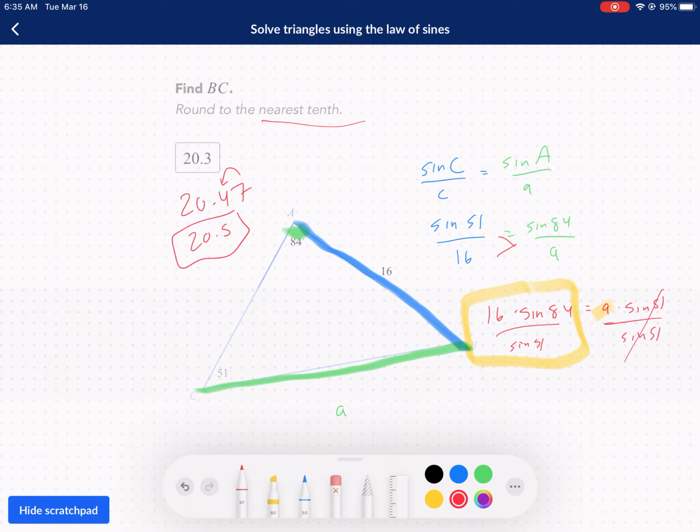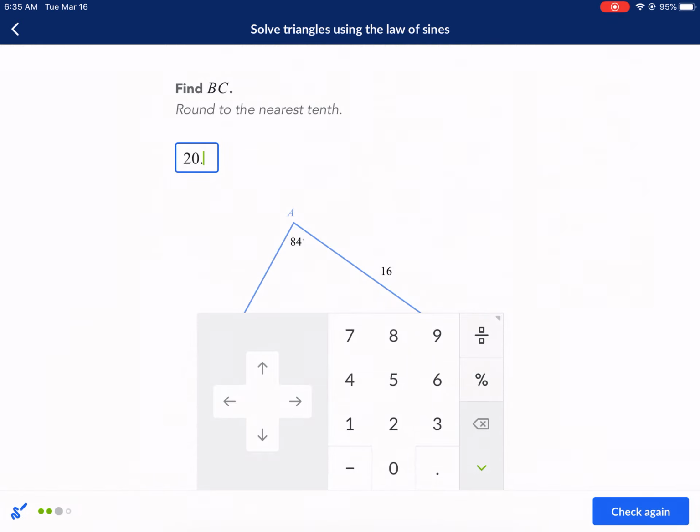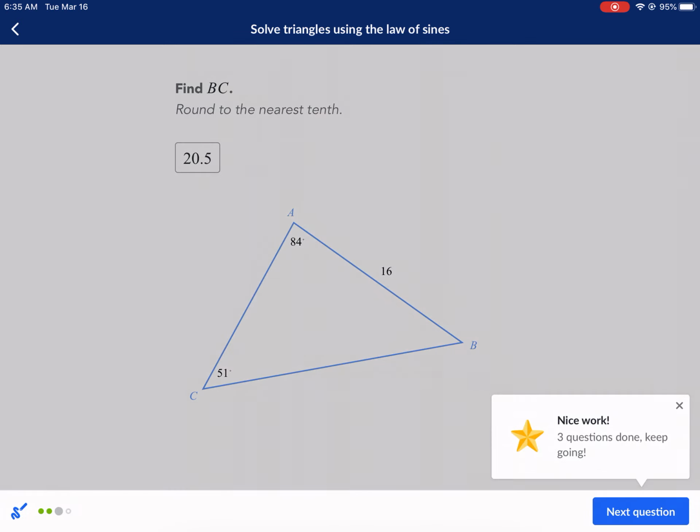Actually, I'm kind of glad we saw that. We got to see a rounding. So what did I say? 20.5, not 20.3. My mistake. Typed in the wrong number on the calculator.